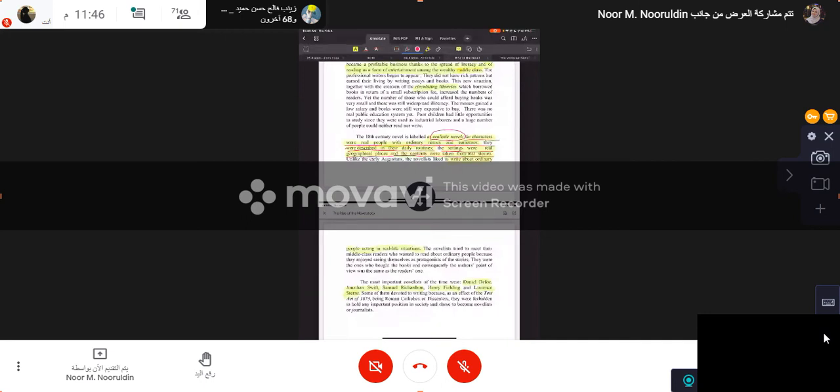Unlike the early novelists, the novelists liked to write about ordinary people acting in real life situations. The novels tried to meet their middle class readers who wanted to read about ordinary people because they enjoyed seeing themselves as protagonists of stories. They were the ones who bought the books, and consequently the author's point of view was the same as the reader's.